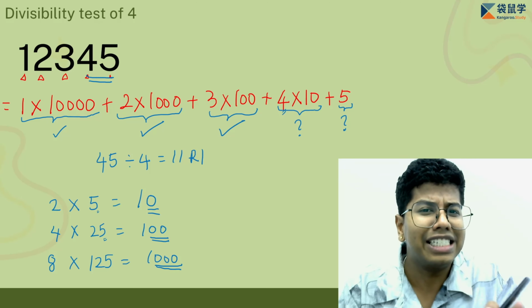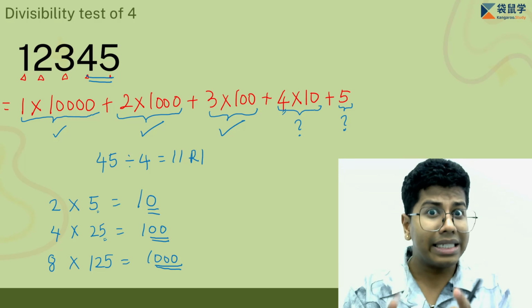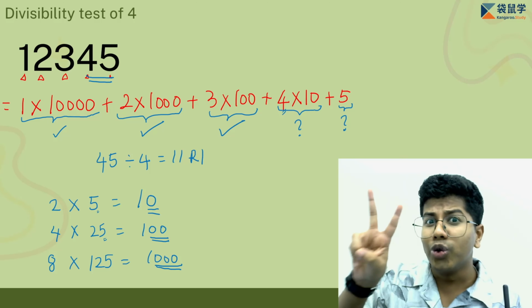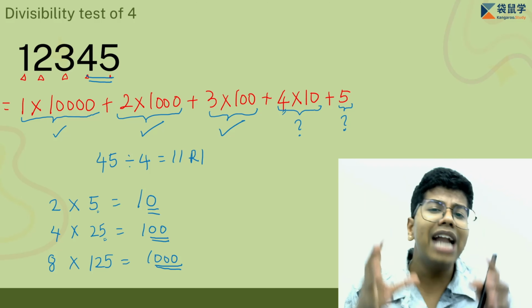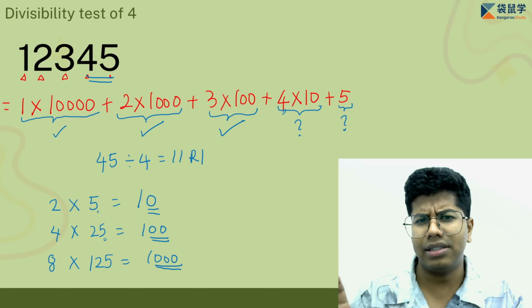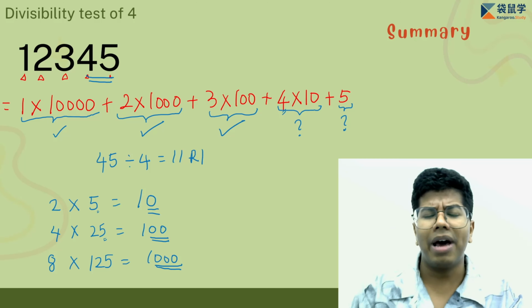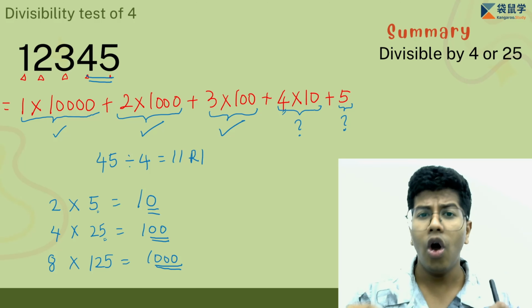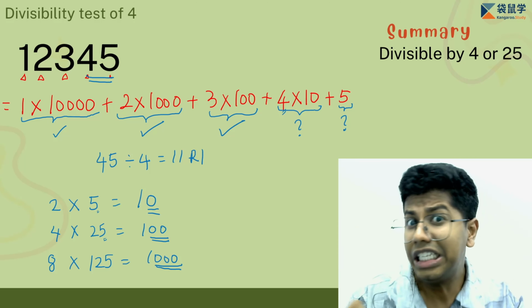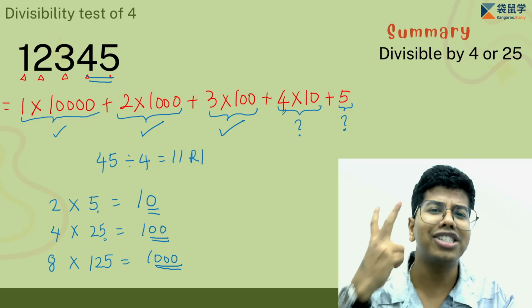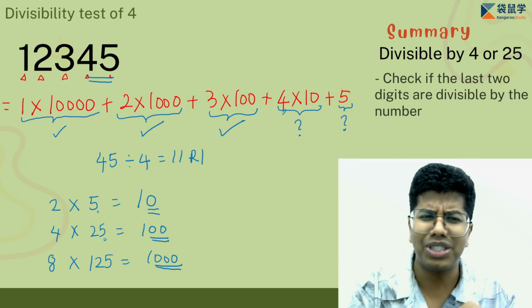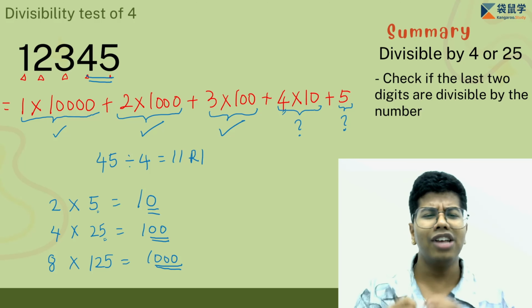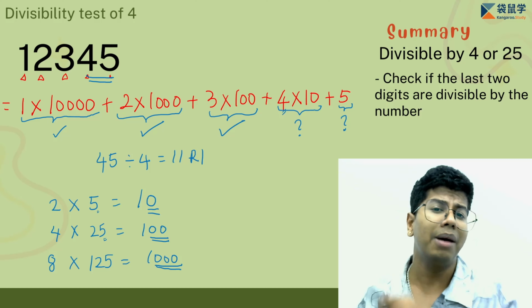So what can we understand from this example? We understand the divisibility test of 2 numbers, 4 and 25. So let's summarize this. To summarize, if I want to check if a number is divisible by 4 or 25, how many digits do I have to check? Yes, just the last 2 digits. So I'll write down, check if the last 2 digits are divisible by the number.